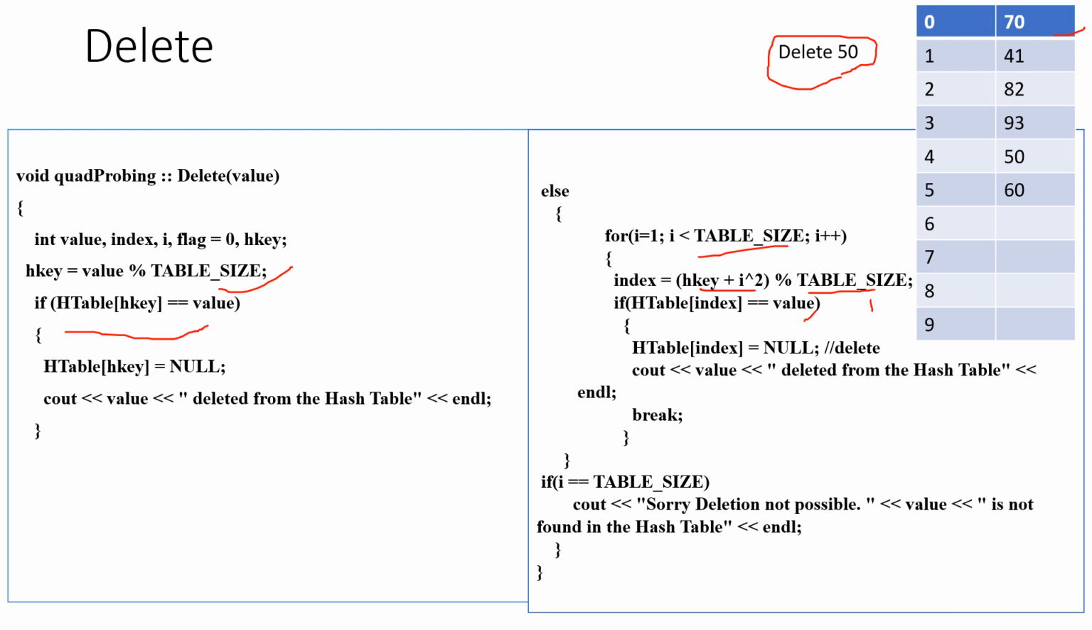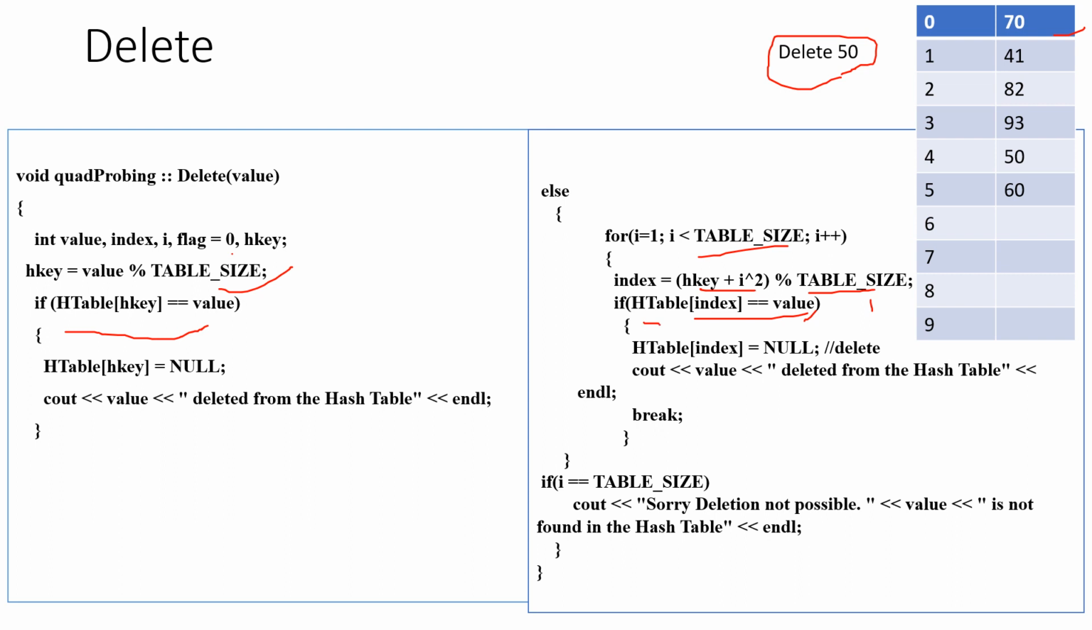Then what will you do? Just do what we are doing here: the hash table at that index equal to null. So here you write null, at 41 you are putting null. If it is equal, you put it, but here it is not equal, so i is incremented. Now i becomes 2. So the hash value is 0, 0 plus 2 square is 4. 4 modulus table size 10, and you will get the index 4.